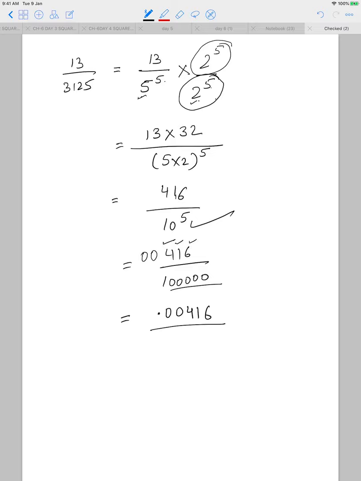Now there can be 3 types of questions that can be asked. This is the same question, 3125. First question is, first tell whether it has a terminating decimal expansion or non-terminating. So that we have done, it has a terminating decimal expansion.